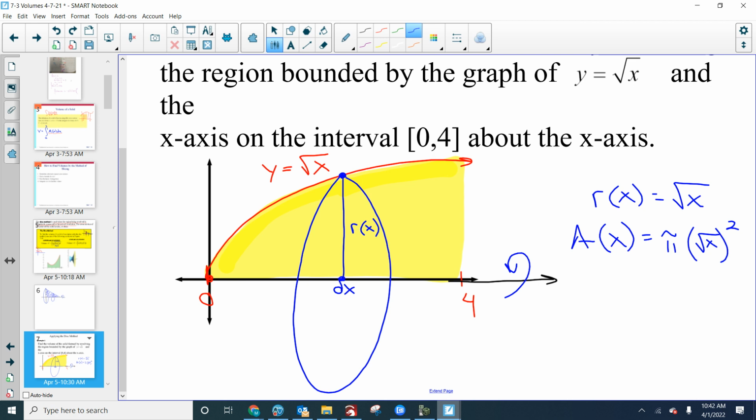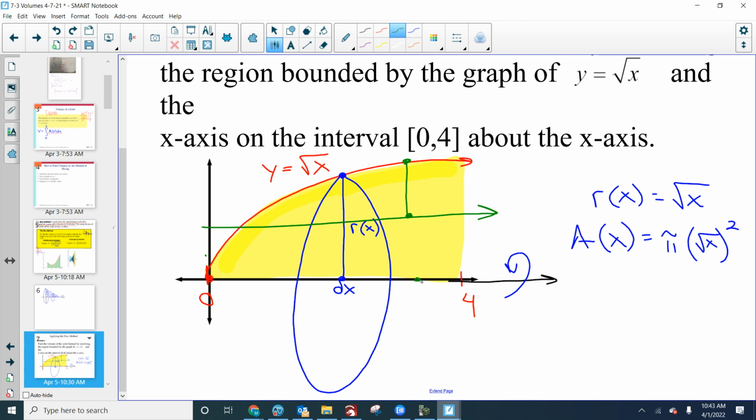Quick little pause. When will r of x not be f of x? Here, r of x was f of x. Any predictions? Dom. Good job. What if the region isn't connected to the x-axis? What if it's connected to the line y equals 1, and this is not shaded down here? Wouldn't the radius be top minus bottom, right, if we're going around this line?